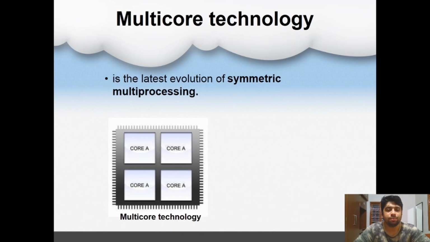Multicore technology. You might have heard about dual core, multi-core, quad core. It is about multiple cores in a single system. It is the latest evolution of symmetric multiprocessing. So this is the example for symmetric multiprocessing. You can see core A, core A, core A, four times it is written. So it is a common functionality with their multi-core technology. It is a quad core.